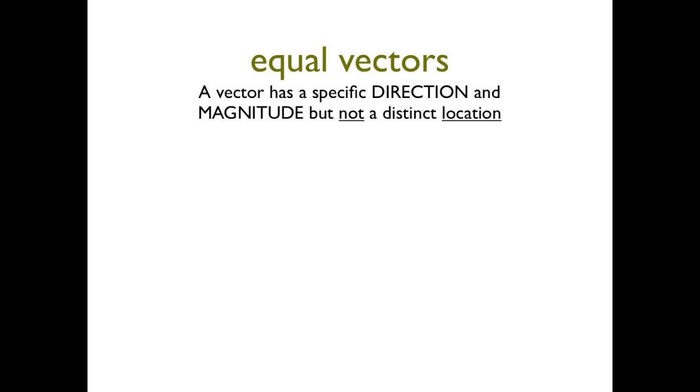Okay, so what does it mean for two vectors to be equal? Well, they're going to have the same direction and the same magnitude. If it's the same vector, it's got to have all qualities the same, but not the same location. So vectors are not dependent on location.